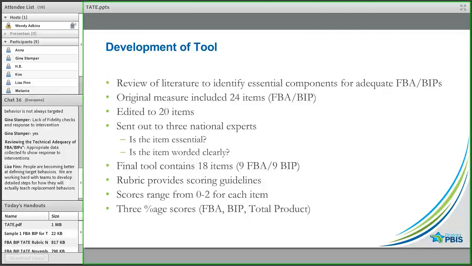So we went to research for what people said should be on an FBA BIP. We got it down to 20 items and we sent it out to do what's called a content analysis, content validity. So we sent it out to 3 experts and asked them if the item was essential and if the item was well written and clear enough so that a practitioner could understand it. After their feedback, we got rid of a couple of items and combined some. And so now the final tool that you have, that's been in existence for a good 5 or 6 years, has 18 items. 9 are addressing the functional behavior assessment part and 9 address the behavior intervention plan.